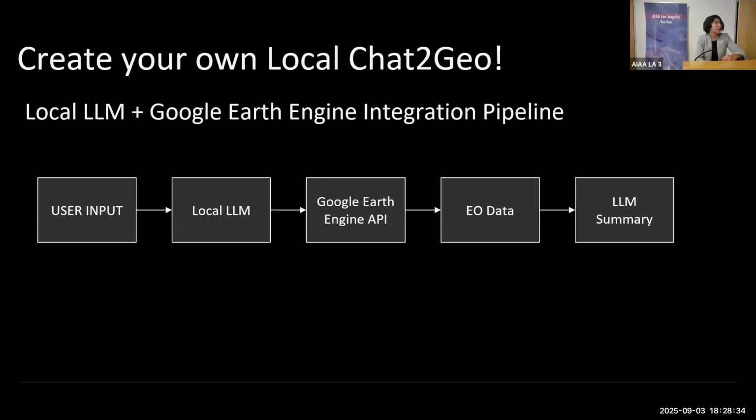I wanted to end this talk on how you can create your own local Chat2Geo. I created a version which you can download on GitHub. But it's good to know the engineering pipeline if you want to create your own custom Earth observation large language model yourself. So this includes giving an input to the large language model, having your own local large language model on your machine, local meaning that it's on your machine and not on the internet, passing it through the Google Earth Engine API, which yields you the Earth observation data, which then you can pass into a large language model to obtain a summary for it.